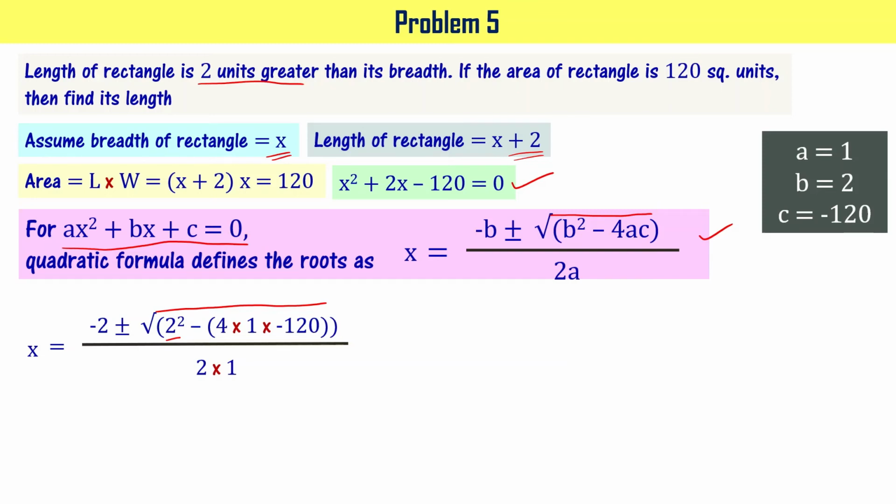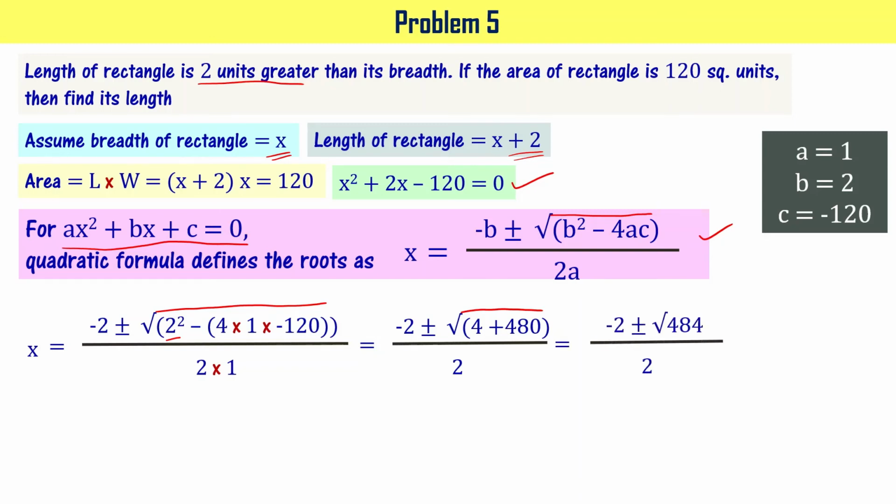Now let's simplify this equation such that I can write it as minus 2 plus or minus square root of 4 plus 480 divided by 2. This can be now written as minus 2 plus or minus square root of 484 divided by 2. We know square root of 484 is 22, right? Let's write that. Minus 2 plus or minus 22 divided by 2. If I divide every term in this numerator and denominator with number 2, then I can write it as x equal to minus 1 plus or minus 11, right?